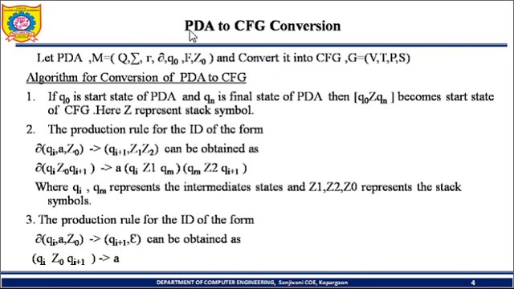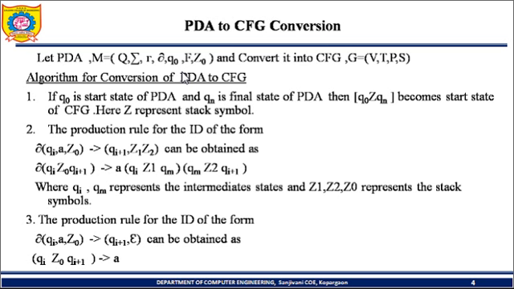So how to convert PDA to CFG? There are some rules or algorithms. Let PDA M be represented with the help of a 7-tuple. Capital Q is a finite non-empty set of states. Sigma is the set of input alphabet. Tau is the stack symbol set. Delta is the transition function, mapping function or next state function. Q0 is the initial state. F is the final state, and Z0 is the initial stack symbol.